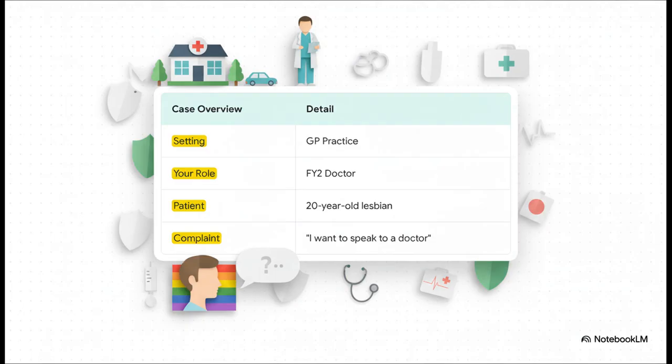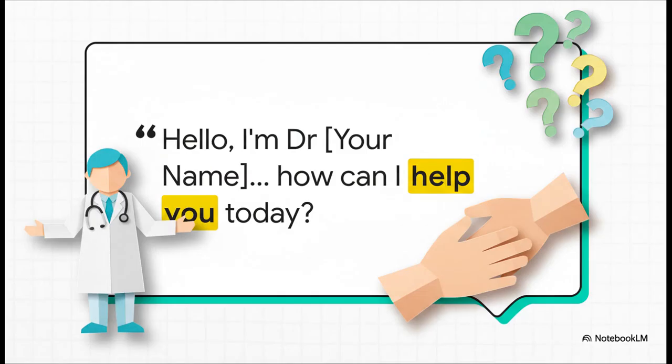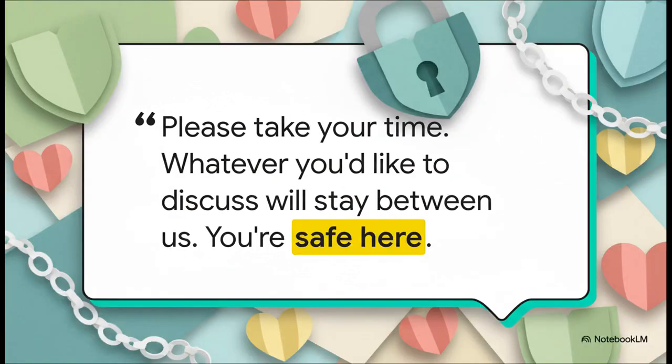Here's your setup. You're an FY2 doctor in a GP practice. Your patient is a 20-year-old who comes in simply saying, "I want to speak to a doctor." That vagueness, that's your first clue that something sensitive is going on here. You'll start with a warm, open introduction. Something simple like this, combined with open body language, is your first step to building that all-important rapport. Now, if the patient is hesitant, you need to offer direct reassurance. Using a phrase that explicitly confirms confidentiality and safety can be the key that helps them trust you.